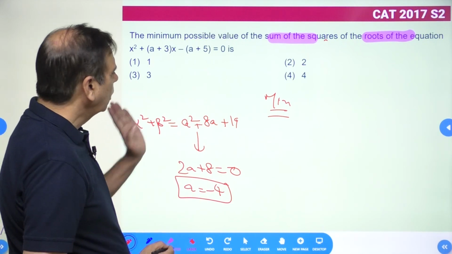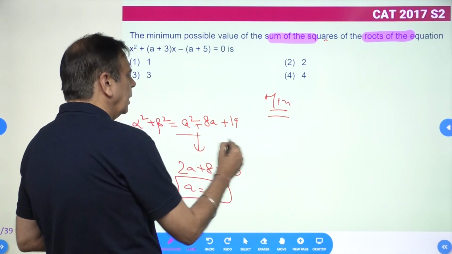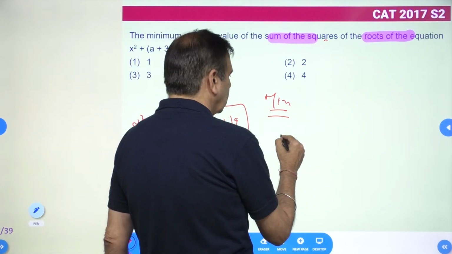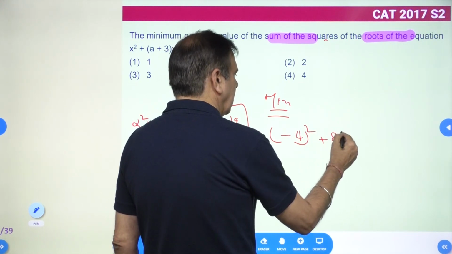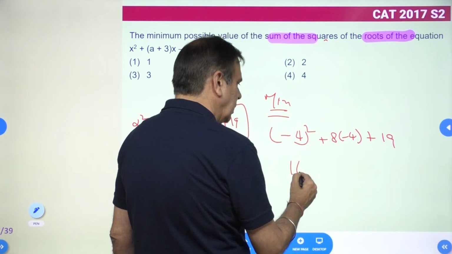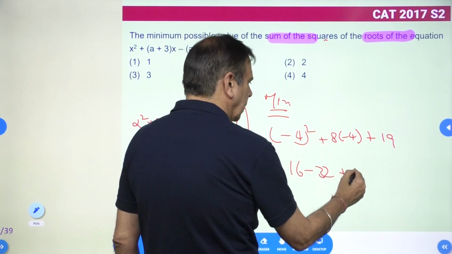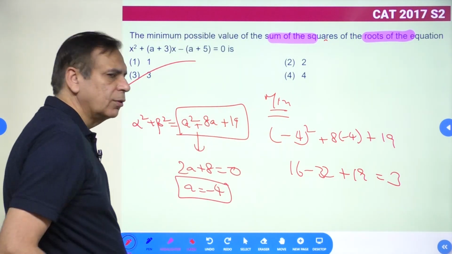Okay. So if I want the minimum value at a, which we are getting at a equal to minus 4, क्या मतलब? A को minus 4 डालो इसमें. So what does it become? Minus 4 square plus 8 into minus 4 plus 19. So 16 minus 32 plus 19 will be equal to 3. So the minimum possible value is 3.